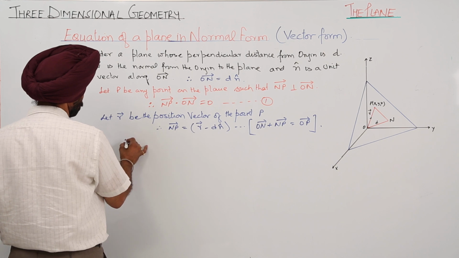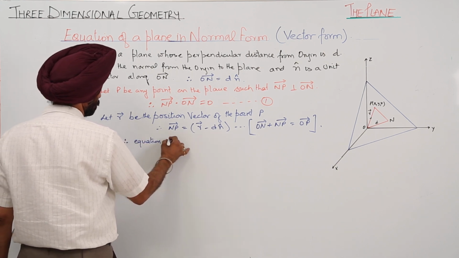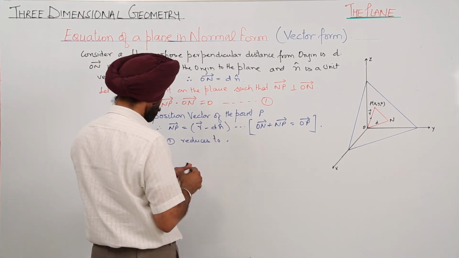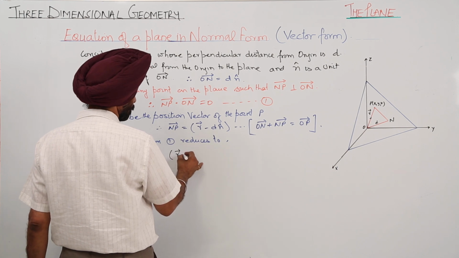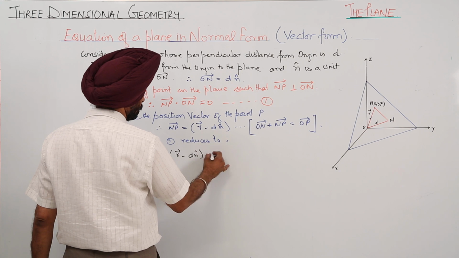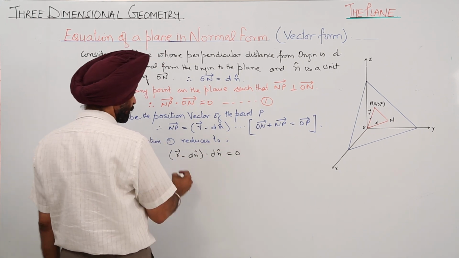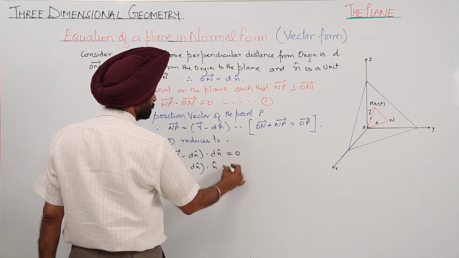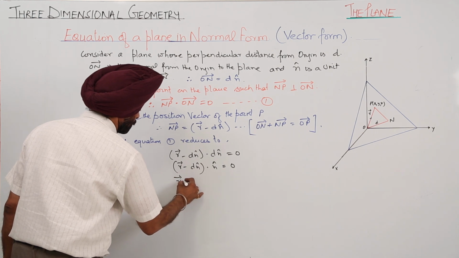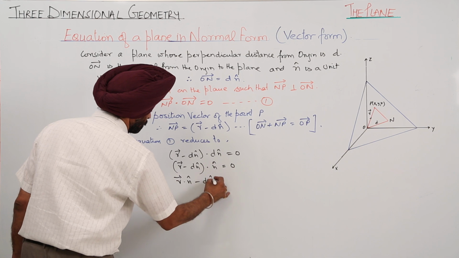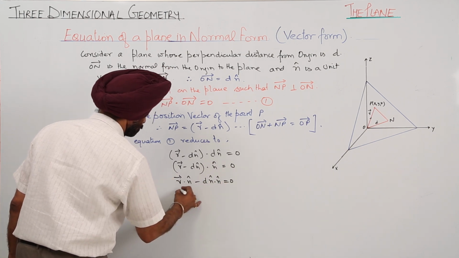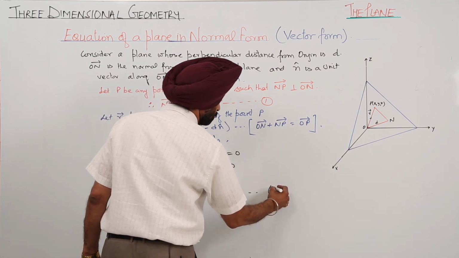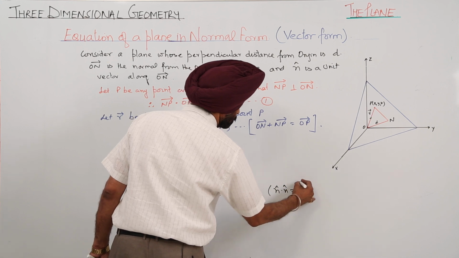Now therefore equation 1 reduces to vector R minus D vector N dot D vector N is equal to 0, or vector R minus D vector N dot vector N is equal to 0, vector R dot unit vector N minus D dot unit vector N is equal to 0, vector R dot unit vector N minus D is equal to 0, since unit vector N dot vector N is 1. We have already done this.